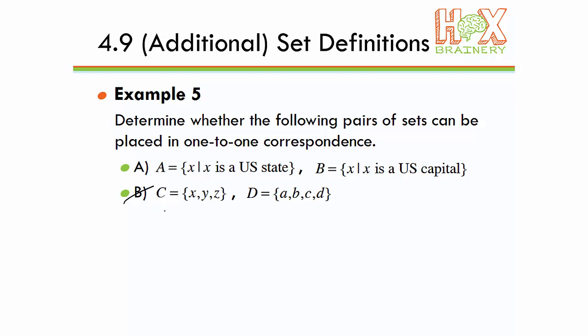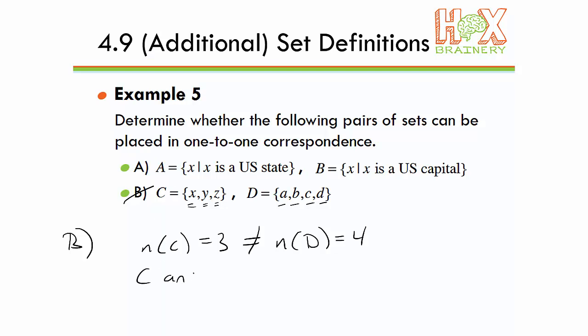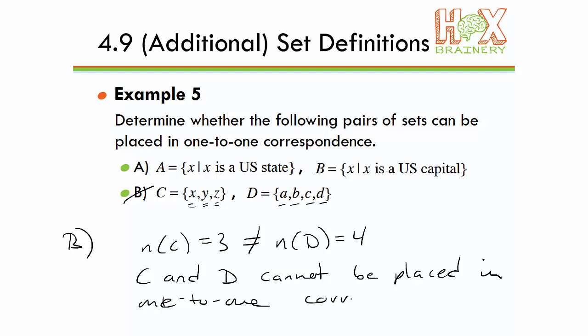Part B. C is the set containing the elements x, y, and z, and D is the set containing the elements a, b, c, and d. So the cardinal number of C is 3, and the cardinal number for set D is 4. So as soon as their cardinality is not the same, these are not equal, then they cannot be placed into one-to-one correspondence. So we'll say C and D cannot be placed in one-to-one correspondence.